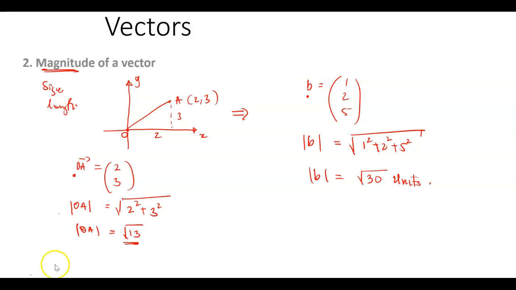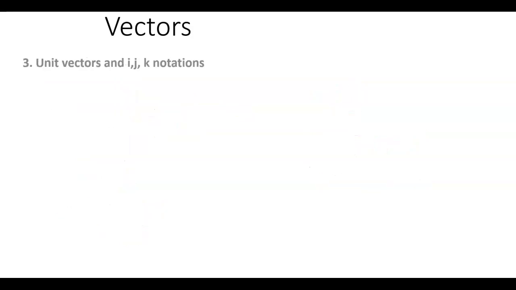All right, let's go to the next thing. That's about the size of the vector. Let us go to the next thing here, the unit vector, and then the i, j, k notation. The unit vector, from the word unit, means one unit.